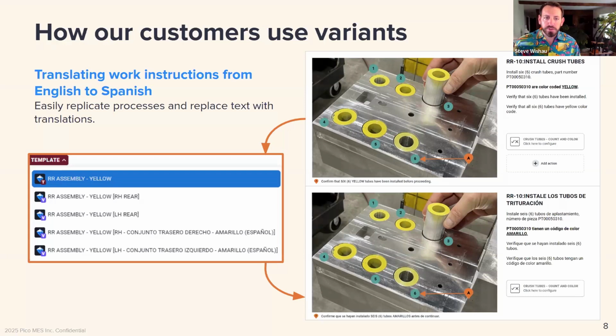So you're really not managing multiple sets of work instructions for each language. We're essentially just doing a translation on the text for each variant version and managing from there. And of course, here we're also coupling that with the left-hand, right-hand version as well. So we can mix and match our strategies for what we're trying to accomplish as part of our structure here.